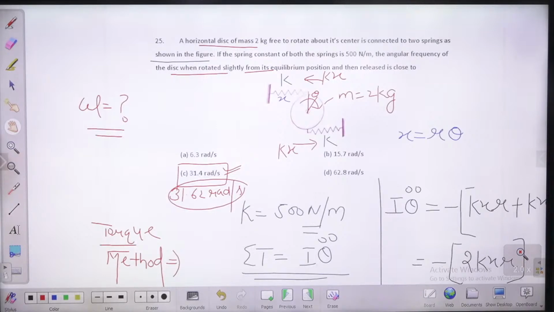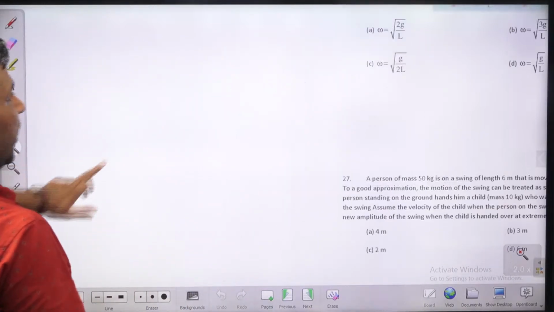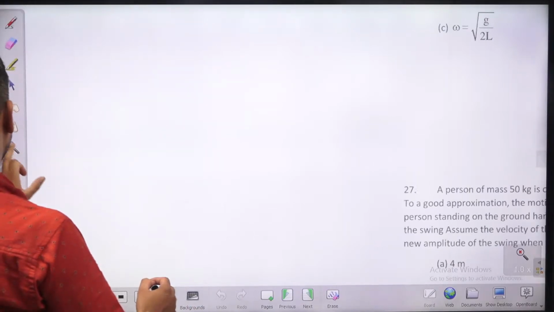I hope this method is very much clear to you. If you want to try this torque method, it is good to try it for this case.